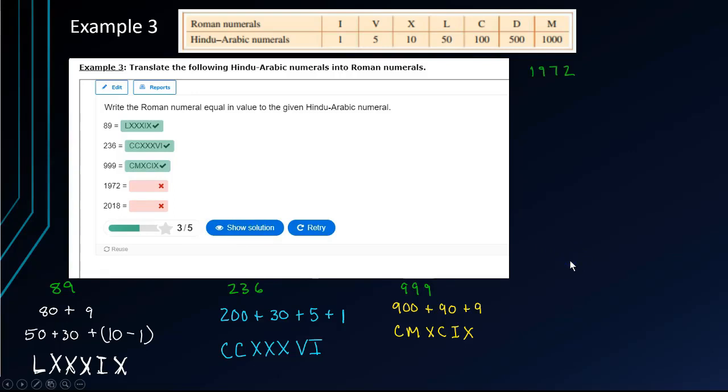For 1972, I'm going to have a 1,000 plus a 900 plus a 70 plus a 2. The 1,000 is going to be M. The 900, much like it was down here, is going to be CM. The 70 is going to be an X. No, take that back. An L with 2 X's following it, and then you're going to have 2 I's. So MCM LXXII.